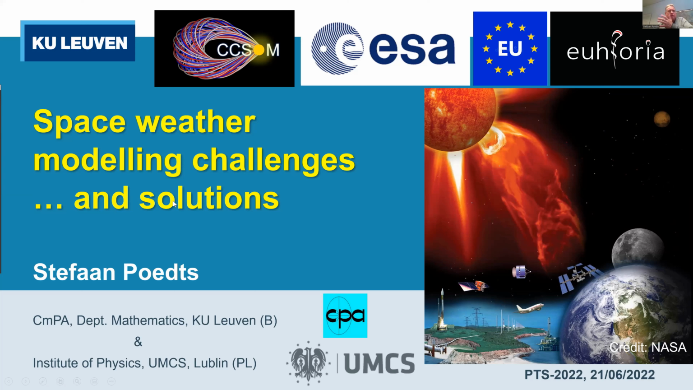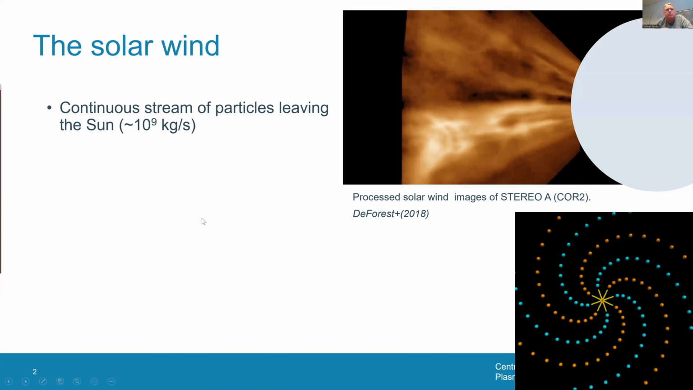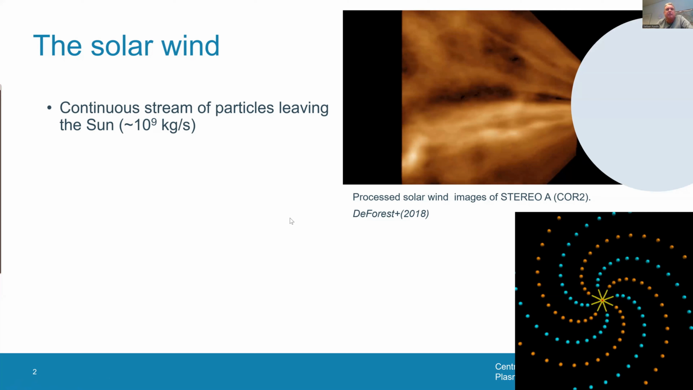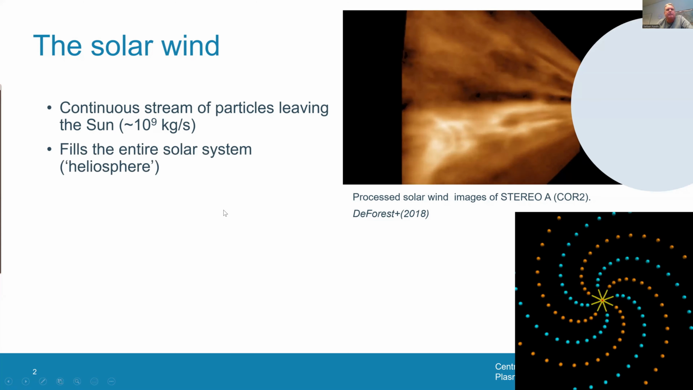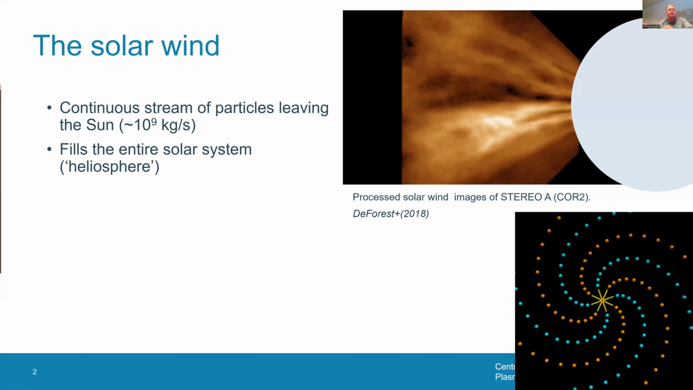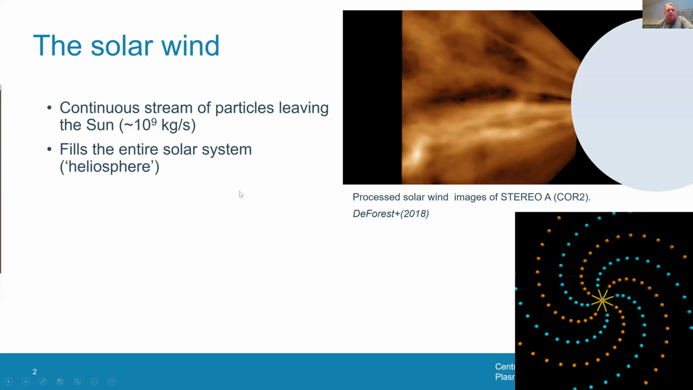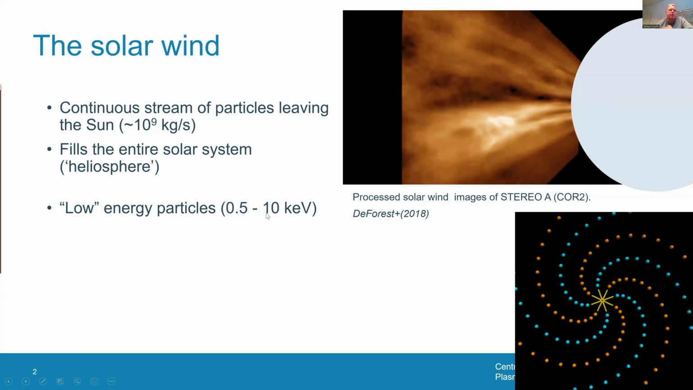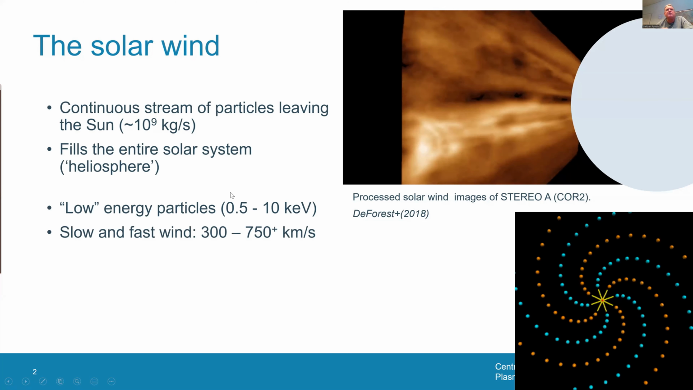Important meeting. So I will talk about space weather modeling challenges and solutions, some of the solutions at least. As you know, the sun is continuously streaming out particles, at a rate of 10 to the 9 kilograms per second. And this wind fills the entire solar system, which we call the heliosphere, where the sun has a dominant influence. The particles are low energy particles, with energy between 0.5 and 10 kiloelectron volt. There are actually two kinds of winds.